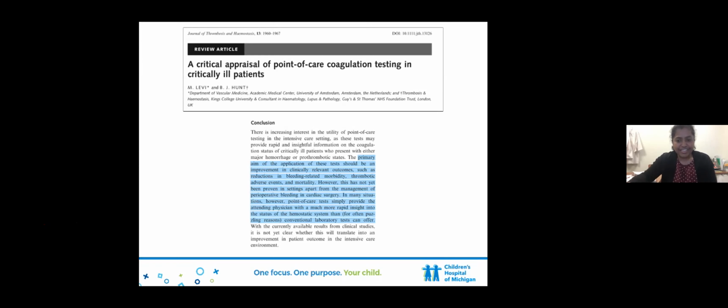But the point of care TEG has a role in providing the hematologist with better insight on hemostasis compared to other standard coagulation tests.